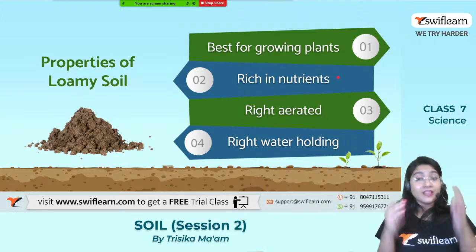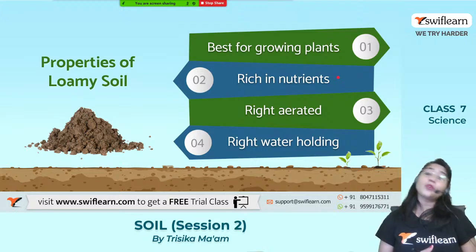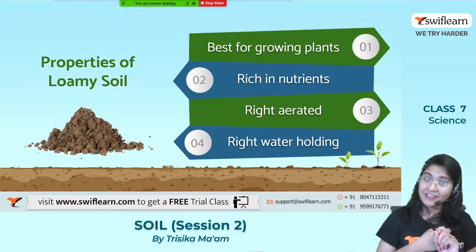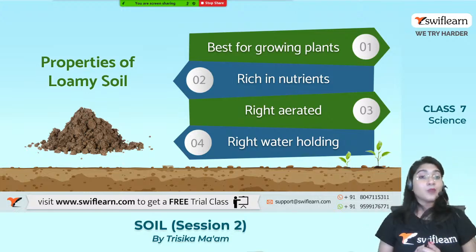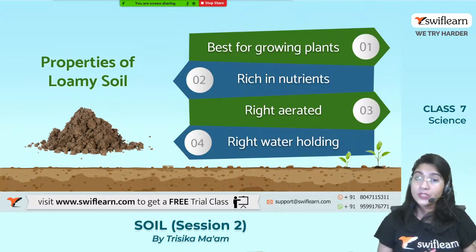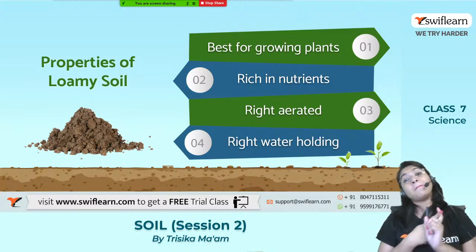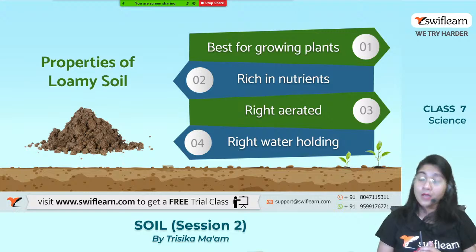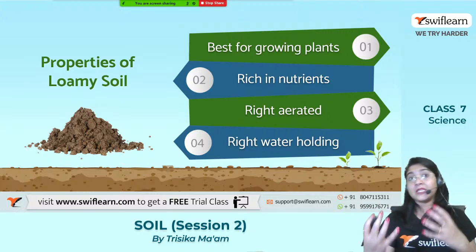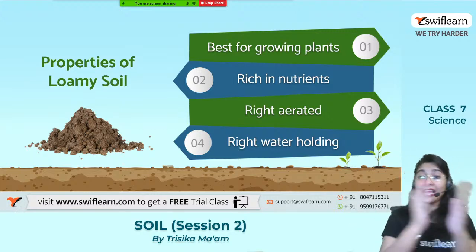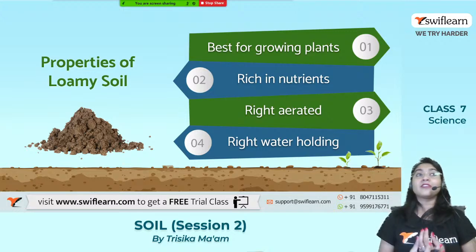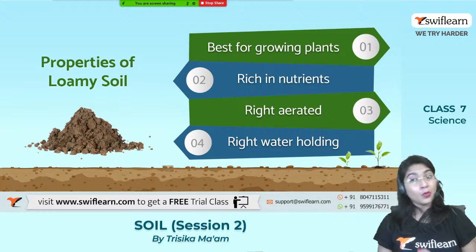This soil is perfect for the growth of all the different types of crops, like the Rabi crops as well as the Kharif crops. Fine. So let us see what are the different properties present in this loamy soil. First of all, it is the best soil for growing all types of plants, because it is the mixture of both sand as well as clay. So it helps all the different plants and crops to grow well.